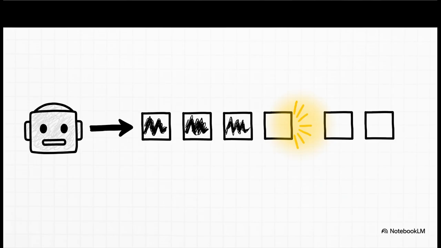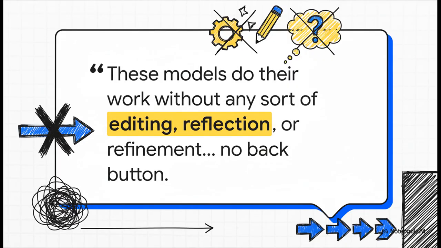It only moves forward. So, what this means is, unlike how we work, a standard LLM does its job in one single forward pass. It can't pause and reconsider a clunky sentence or decide to completely restructure a paragraph. It just commits and moves on, which means it's completely missing that critical ability we have to reflect, to edit, and to refine our own work.